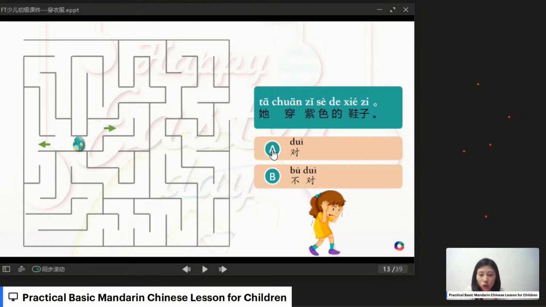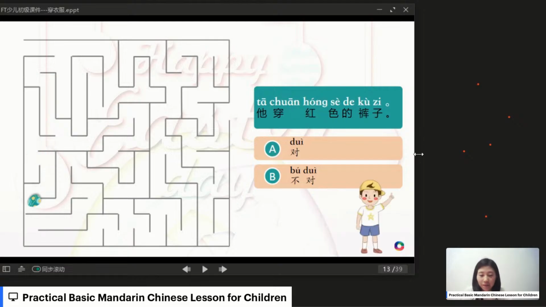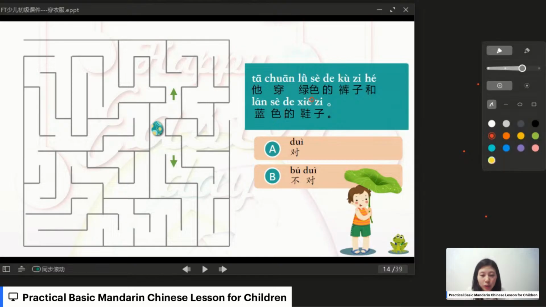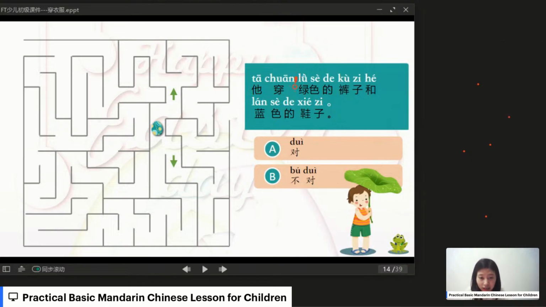So the next one. Oh sorry, let's go back a little bit. What happened? Okay, so start here. We're going to see 他穿绿色的裤子和蓝色的鞋子. So we got two things we need to check, right?